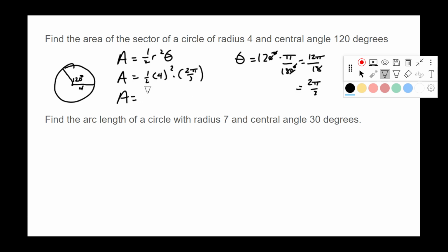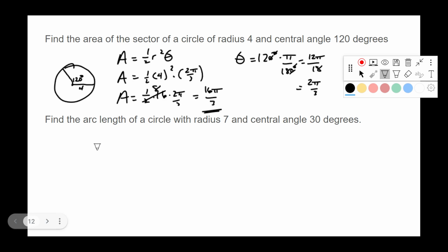So the area is going to be half of 16 times 2 pi over 3. Half of 16 is 8. So that's 16 pi over 3. That's my area. Okay? And again, you can multiply that out in a calculator. 16 times pi, your traditional pi, 3.14. Okay, and divide by 3.